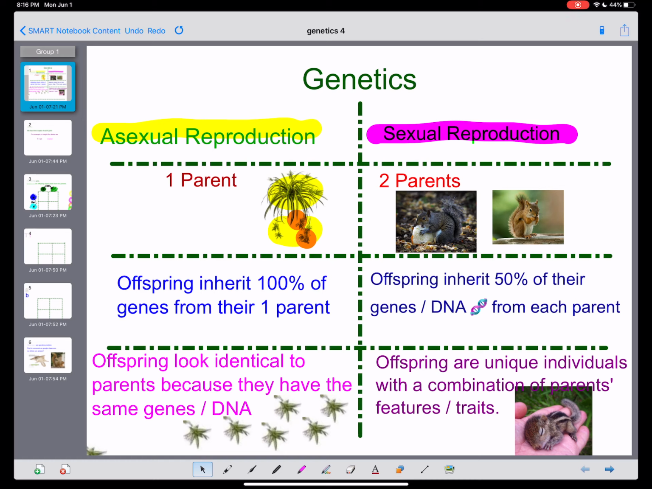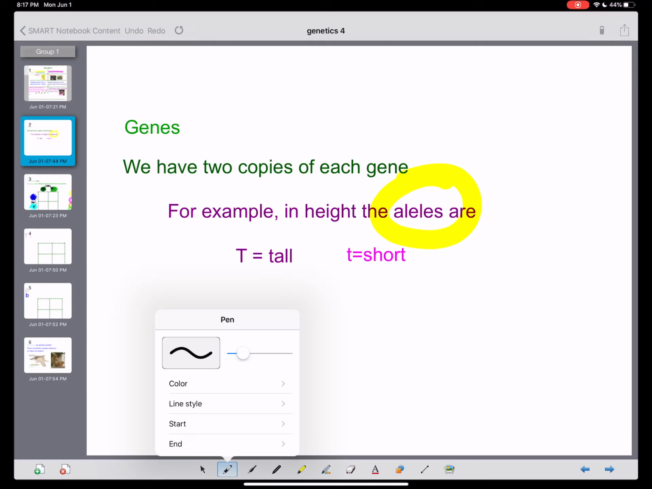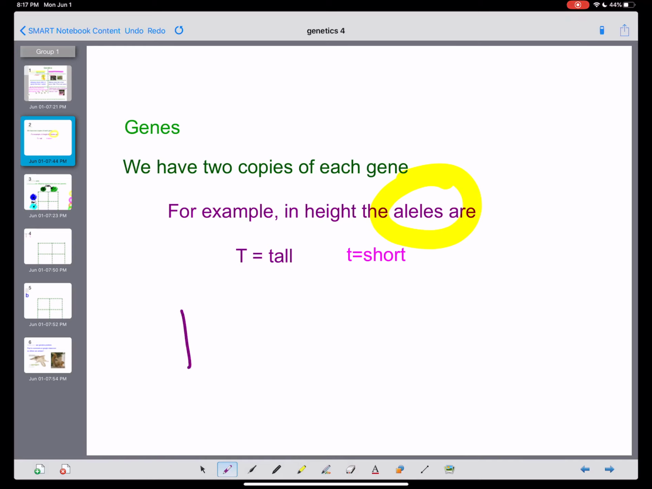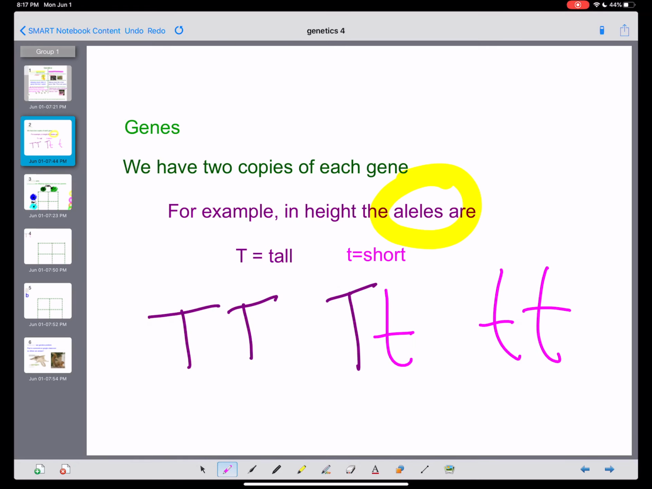So let's move on to understanding how genetics in sexual reproduction works. We have 2 copies of each gene, like I mentioned before, and these copies are called alleles. So for example, for height, there might be a gene for tall and a gene for short. So we have 3 possible combinations that one individual can have. They could have both capital T's, they could have a capital T and a lowercase t, or they could have 2 lowercase t's.